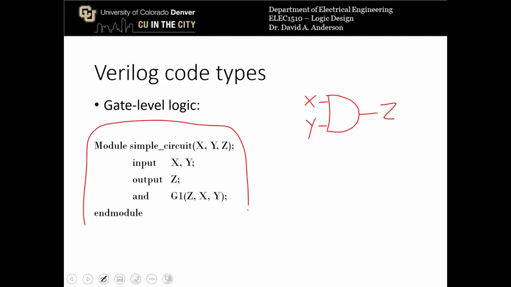look like. We declare our inputs x and y, we declare our output z, we declare an AND gate named gate G1, so this gate would technically be gate G1 that has output z and inputs x and y. That's pretty simple, but it's very low level, and once we get into very complex circuitry, it becomes inefficient to write code this way.